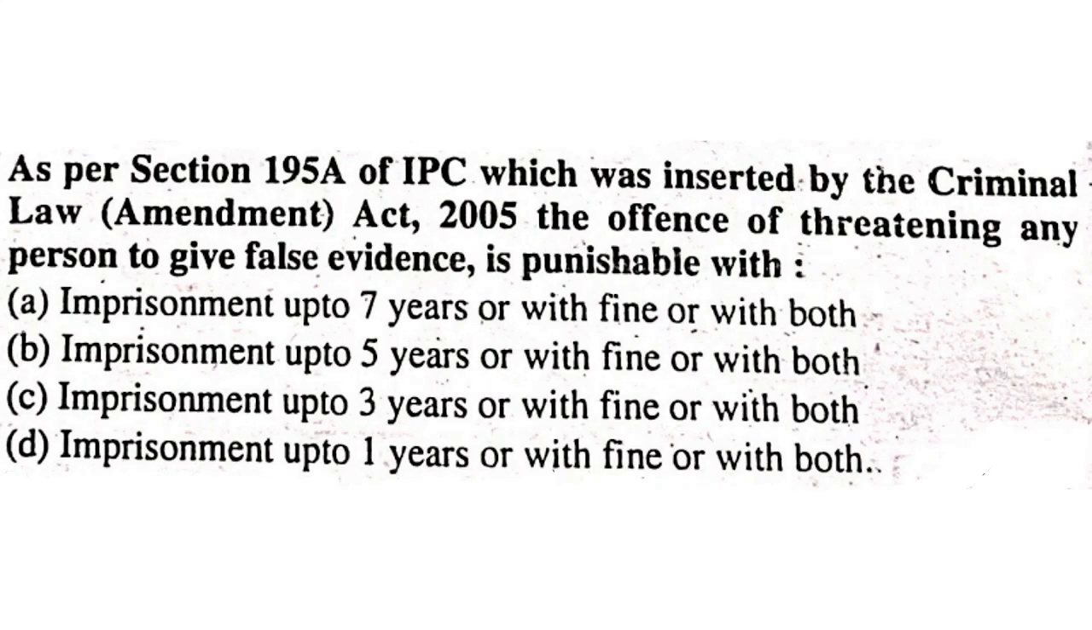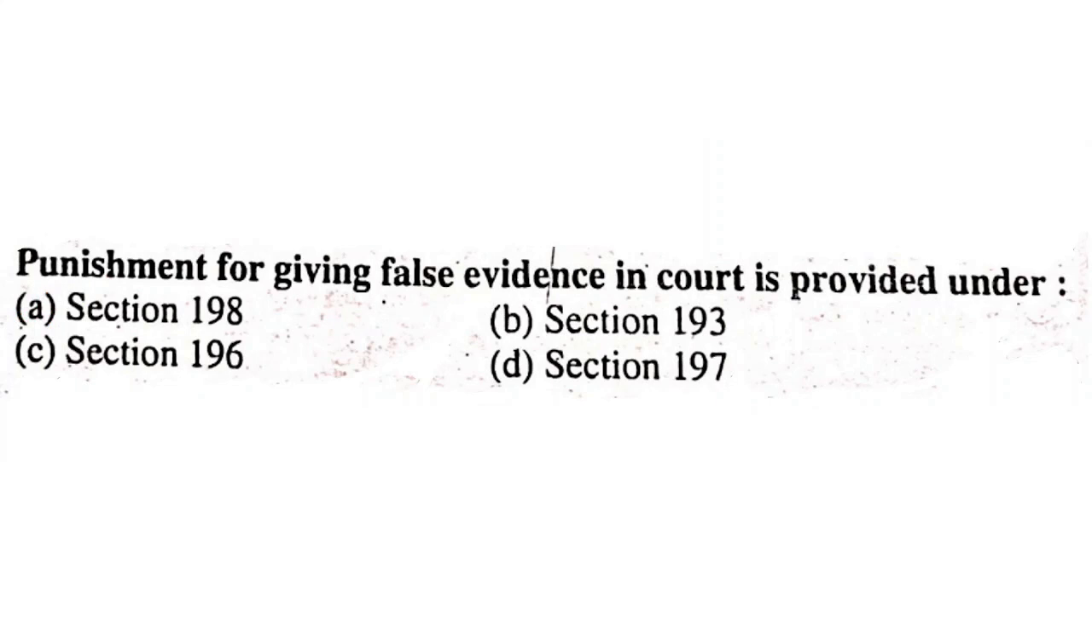As per section 195A of IPC, which was inserted by the Criminal Law Amendment Act 2005, the offense of threatening any person to give false evidence is punishable with imprisonment up to 7 years or with fine or both. It is imprisonment up to 7 years or fine or both. Punishment for giving false evidence in court is provided under section 193. The punishment is imprisonment up to 3 years.